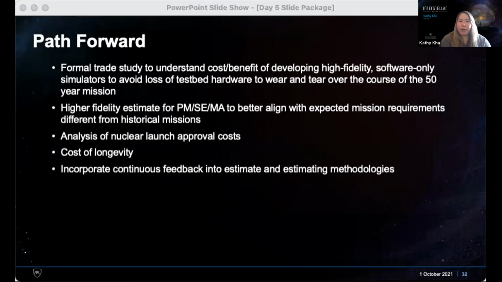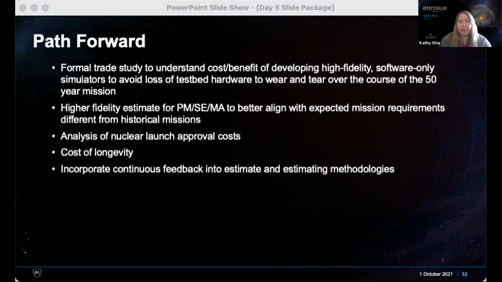We also want to look at nuclear launch approval costs. Right now, again, we're using a 26 million placeholder that we pulled from the decadal studies. But our first glance from looking at past missions is that it might be low. Nuclear launch approval historically looks like it's been a little bit higher than that 26, but we need more confirmation on that.